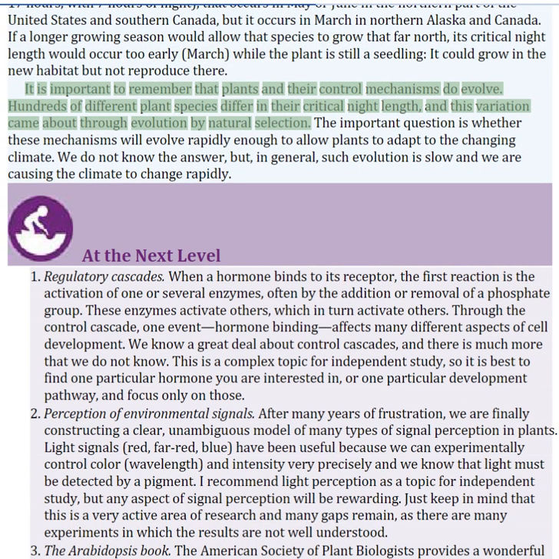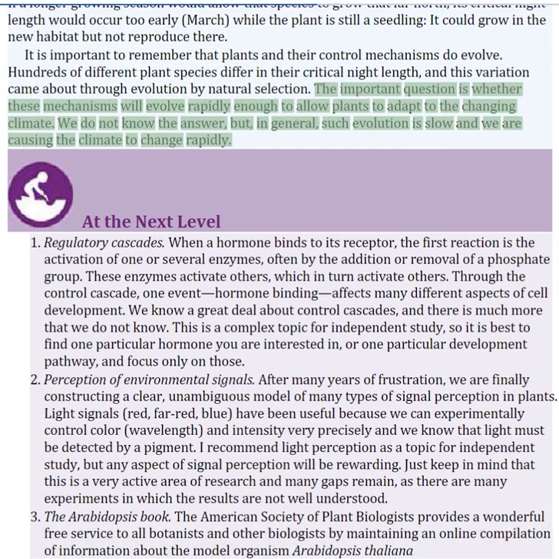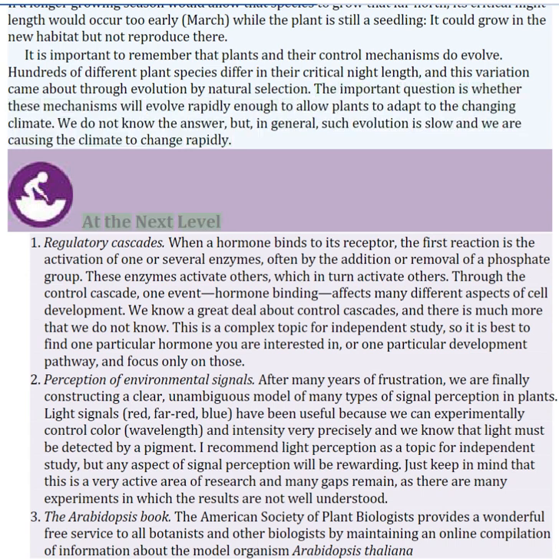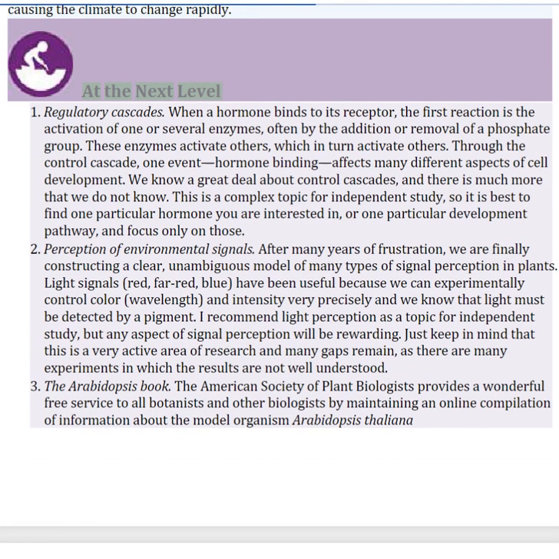It is important to remember that plants and their control mechanisms do evolve. Hundreds of different plant species differ in their critical night length, and this variation came about through evolution by natural selection. The important question is whether these mechanisms will evolve rapidly enough to allow plants to adapt to the changing climate. We do not know the answer, but, in general, such evolution is slow, and we are causing the climate to change rapidly. At the next level.